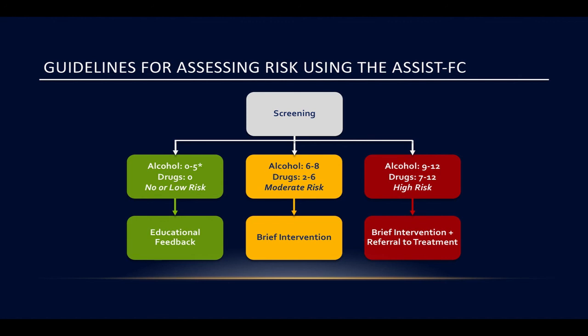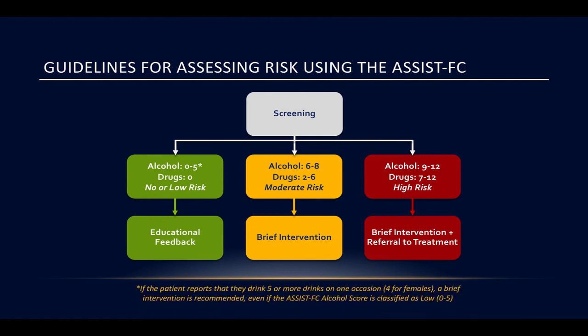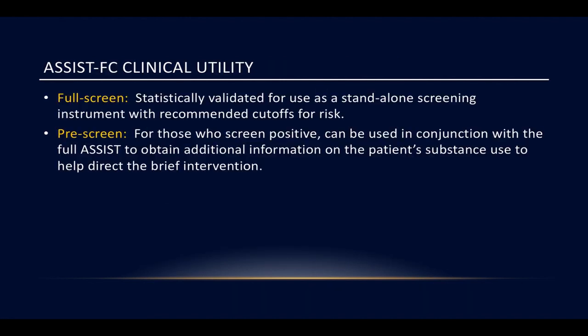Likewise, a patient may score in the low risk range for alcohol, but the information from the binge drinking question will help inform the provider about additional risks the patient may be experiencing. If the patient reports that they drank 5 or more drinks on one occasion, 4 for females, a brief intervention is recommended, even if the ASSIST alcohol score is classified as low. Therefore, if time is of the essence, the ASSIST-FC has been statistically validated to use as a standalone instrument providing comparable risk levels with the full ASSIST instrument.